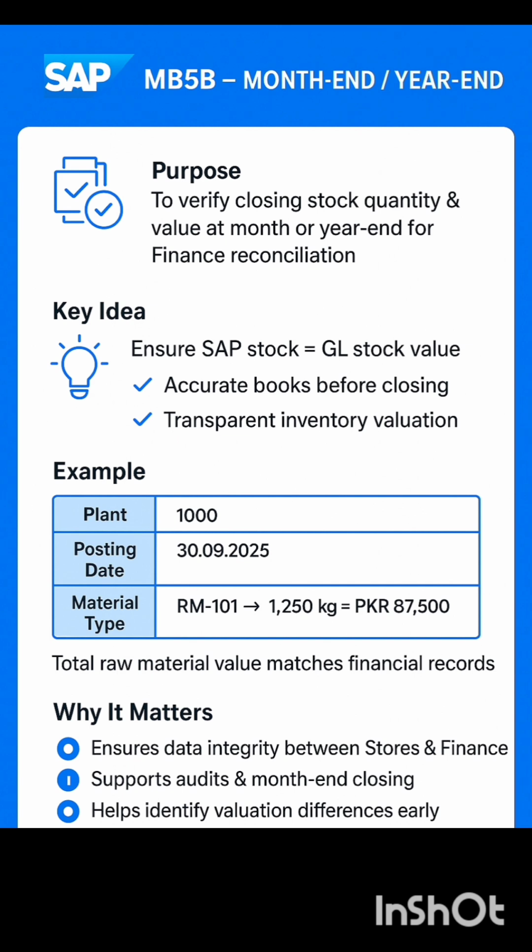It is used to verify closing stock quantity and value at month or year-end for finance reconciliation. It ensures SAP stock is equal to GL stock value, accurate books before closing, and it ensures transparency in inventory valuation. For example, we have plant 10030, September 2025 is the posting date, and material type is RM101. So total raw material value matches the financial records, that is 87,500. Why it matters? Because it ensures data integrity between stores and finance, and supports audits and month-end closings.